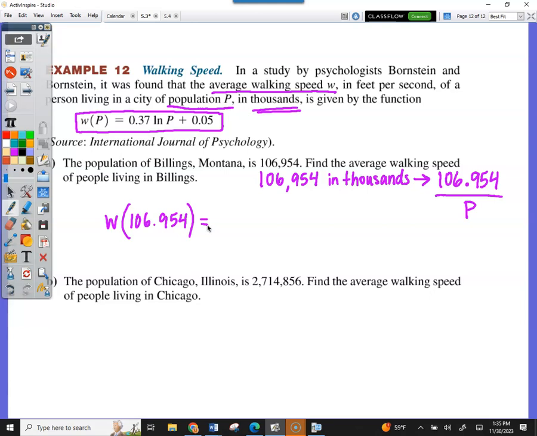What's the goal? He's trying to find your stride length. Divide by 1,000. I think it's pretty right. It's 1.8 feet per second.